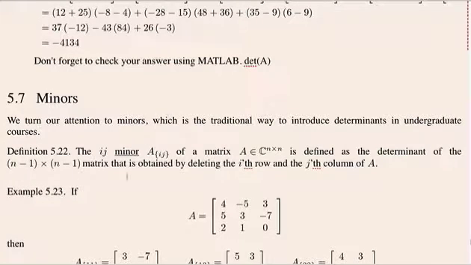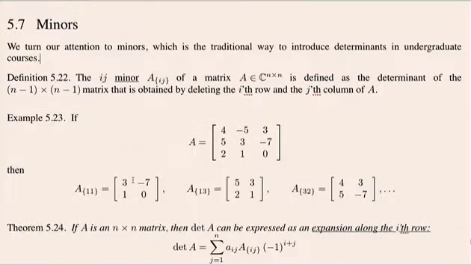Section 5.7, minors. So we turn our attention to minors, which is the traditional way to introduce determinants in undergraduate courses, actually. So you might know already about them. But again, we will use them not just for calculating small determinants, but also for theoretical purposes. So the definition is that the ij minor, denoted by A sub ij, of an n by n matrix, which is complex maybe, is defined as the determinant of the n minus 1 by n minus 1 matrix that is obtained by deleting the ith row and the jth column of A.